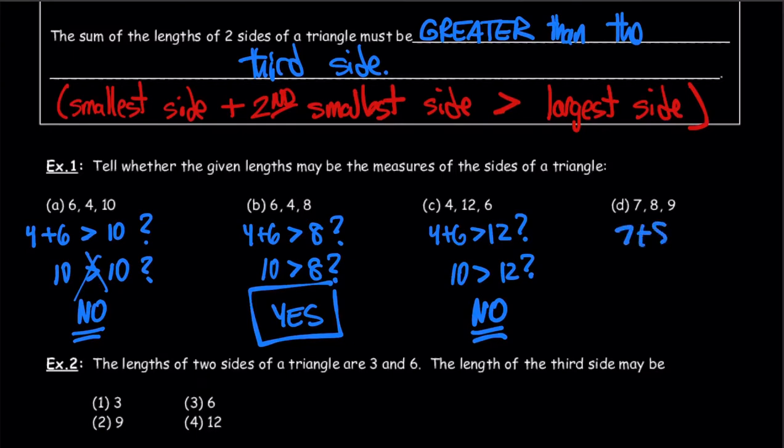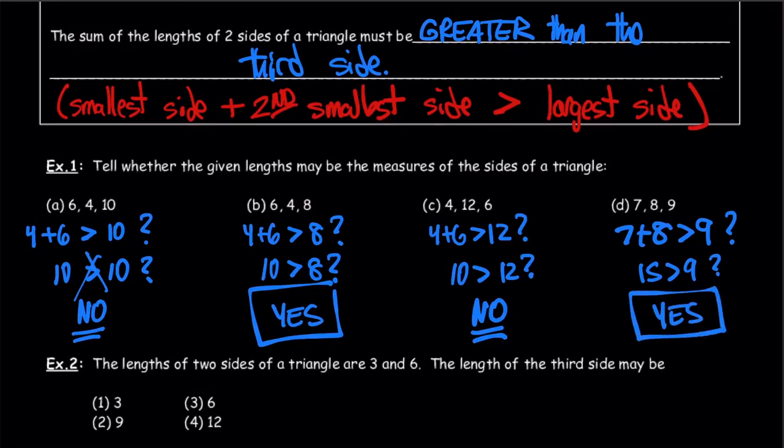Anyway, 7 plus 8, is it greater than 9? 7 plus 8 is 15. 15 is greater than 9, so yes. It's a pretty simple concept as long as you remember to take the two smallest sides. The two smallest sides must add up to be more than the third.